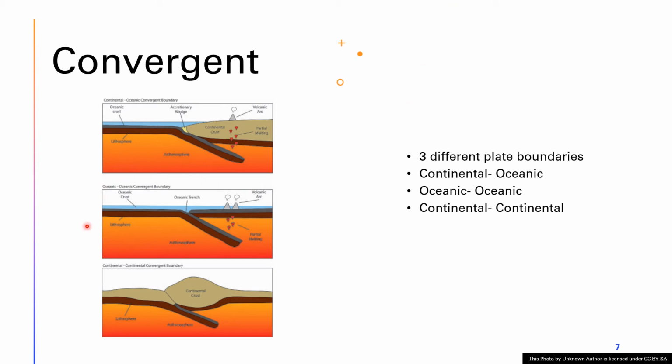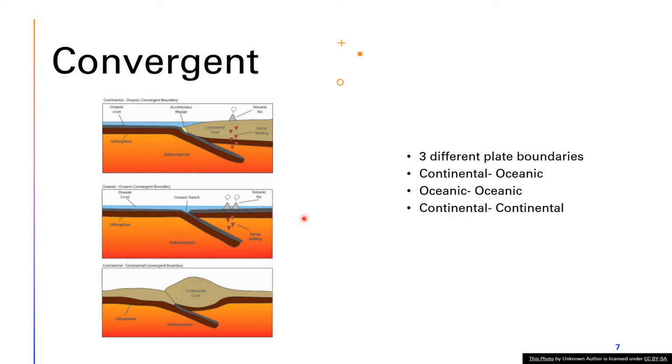In this second image right here, we have oceanic-oceanic convergent boundaries. One of the plates subducts underneath the other. Usually the older and colder plate is the one that is heavier, so it is the one that moves underneath a much younger and hotter plate. So for this image, this plate right here is subducting under this newer plate right here.